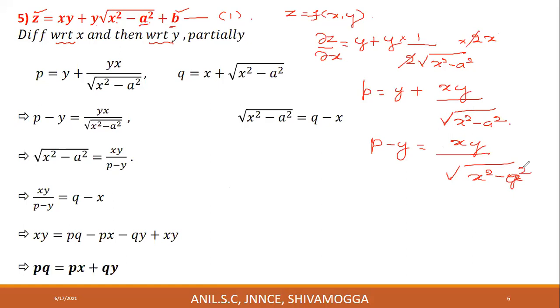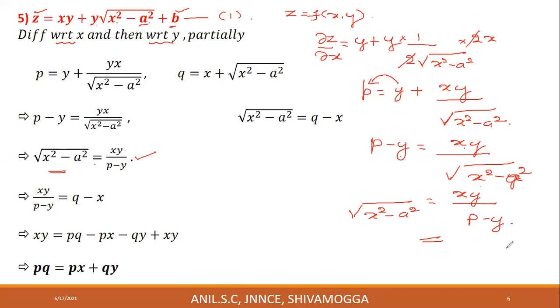Transform this plus y to RHS, it becomes minus y. p minus y is equal to xy divided by square root of x square minus a square, or square root of x square minus a square is equal to xy divided by p minus y. That's what I have written here. The given differential equation is differentiated partially with respect to x and simplified.